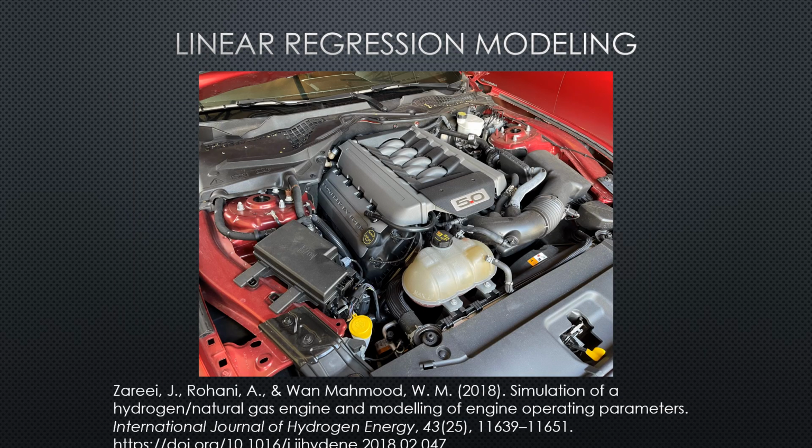In the article I had cited, Simulation of a Hydrogen Natural Gas Engine and Modeling of Engine Operating Parameters, the research team included the use of multiple linear regression modeling to find a relationship between engine operating variables, including but not limited to power, torque, carbon monoxide, and nitrogen monoxide levels. They used the included independent variables to test the relationship: dihydrogen percentage, engine speed, ignition timing, and injection timing.